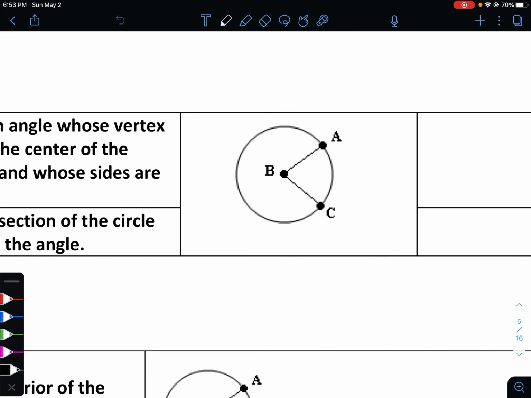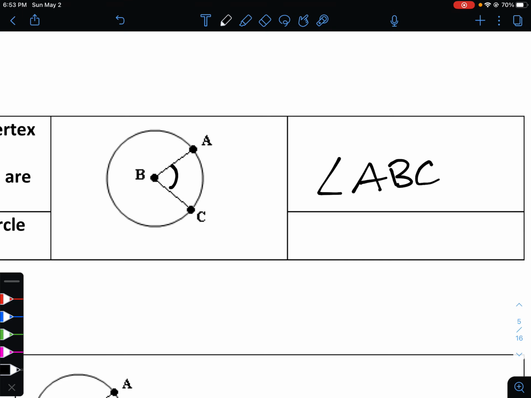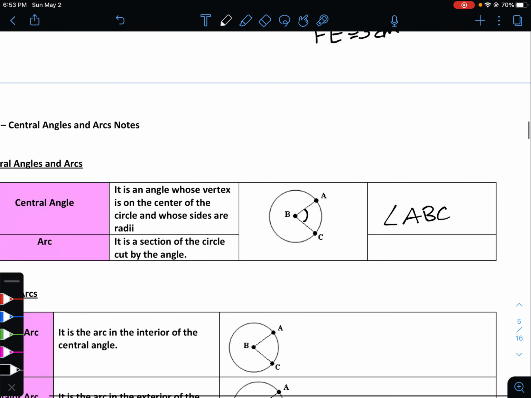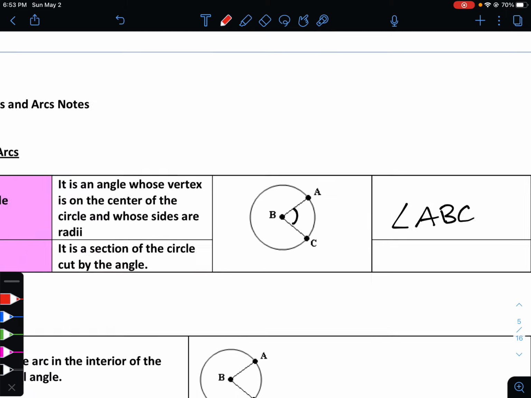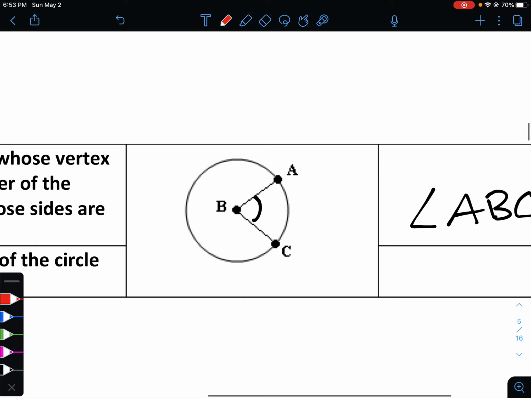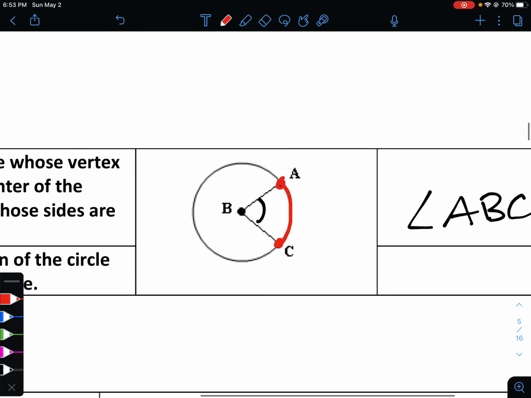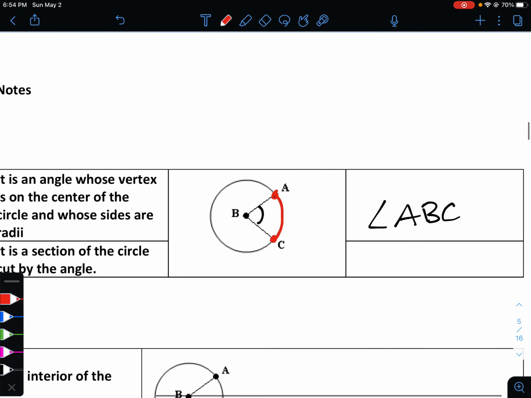In other words, on this circle ABC that we've got here, your central angle would be this angle that I've highlighted right here. That would be angle ABC. So that would be the central angle. The arc then is the section of the circle which is cut by that angle. So while the angle is that angle that's formed between the two radii, the arc is the actual piece of the circle, which I'm highlighting in red here for us, that is cut off by that angle.